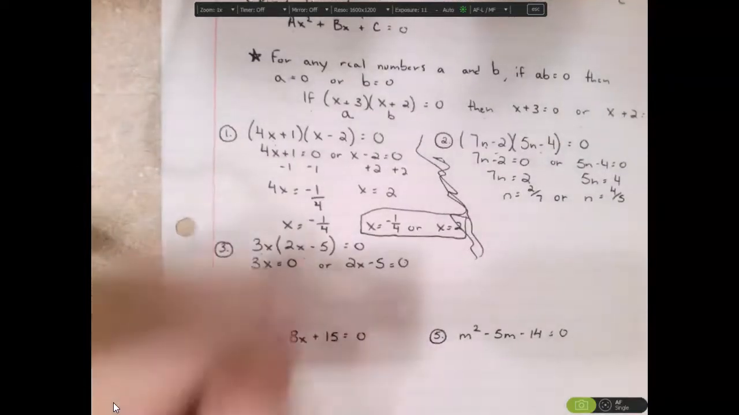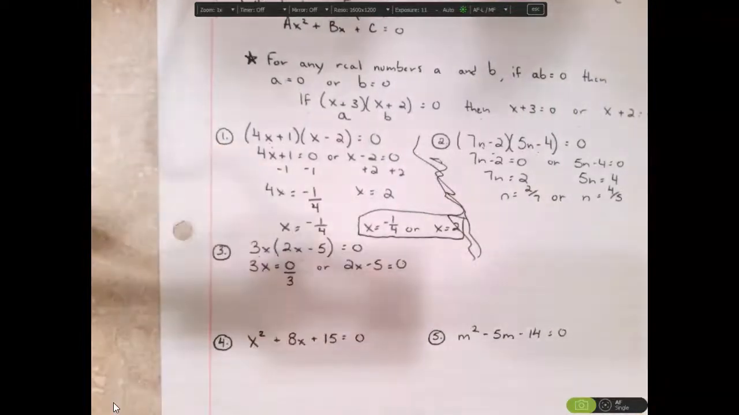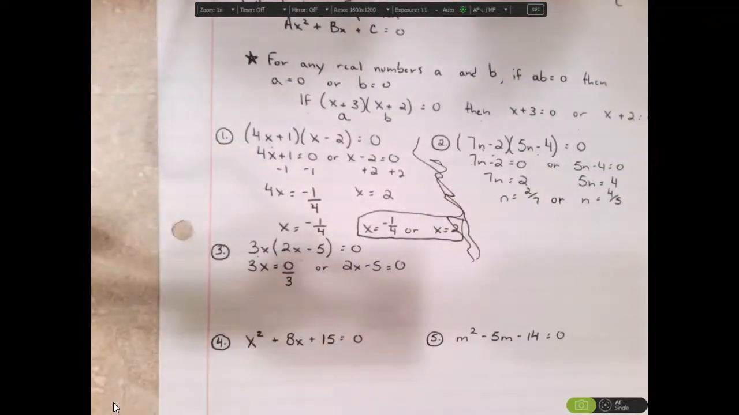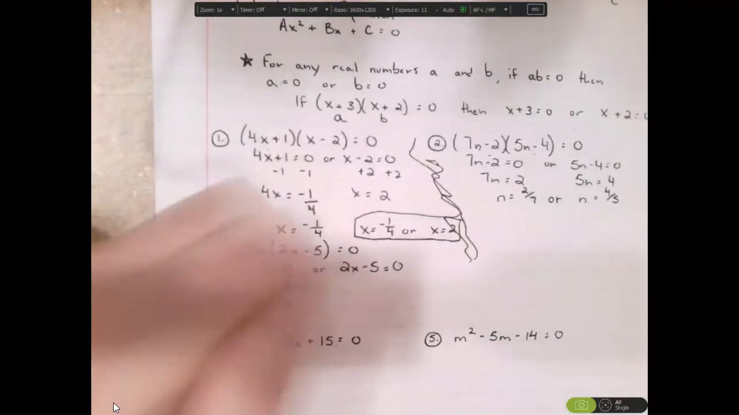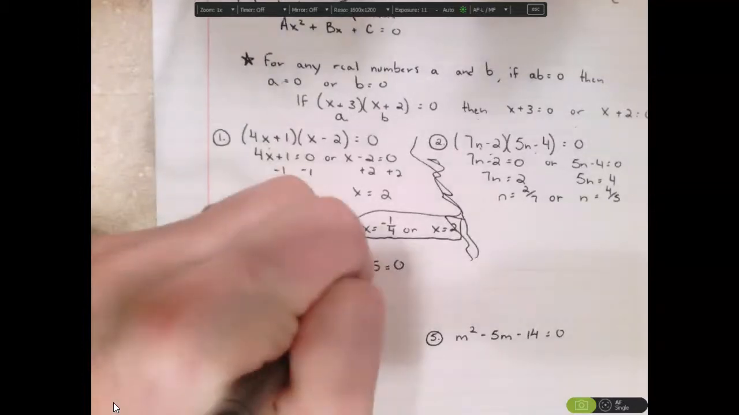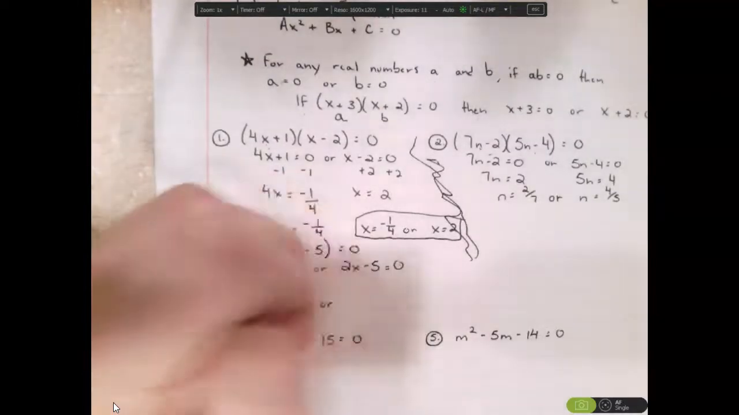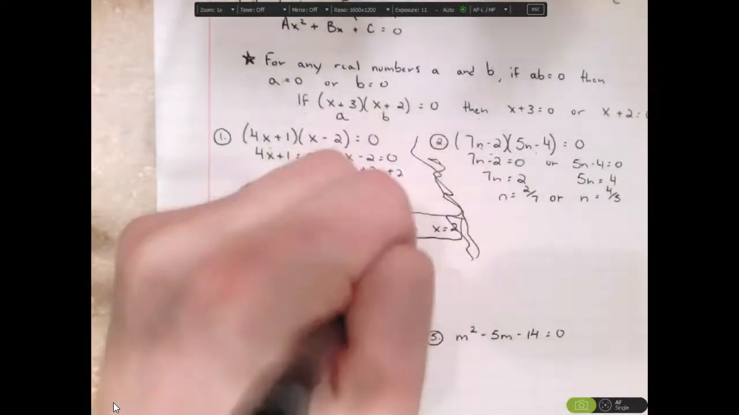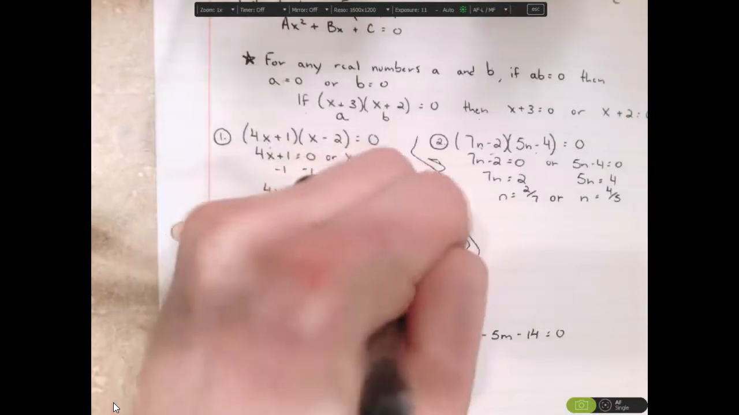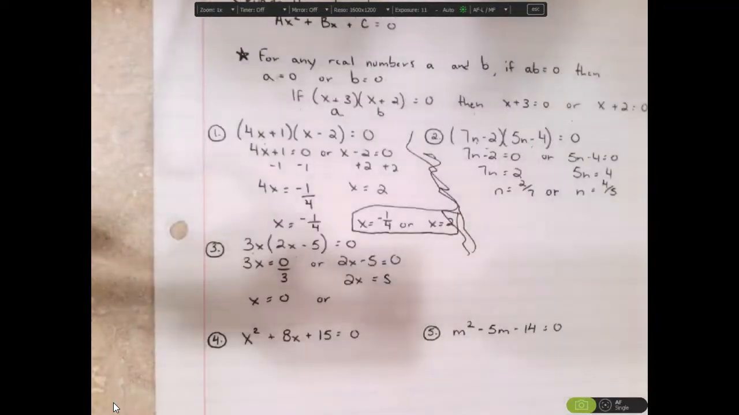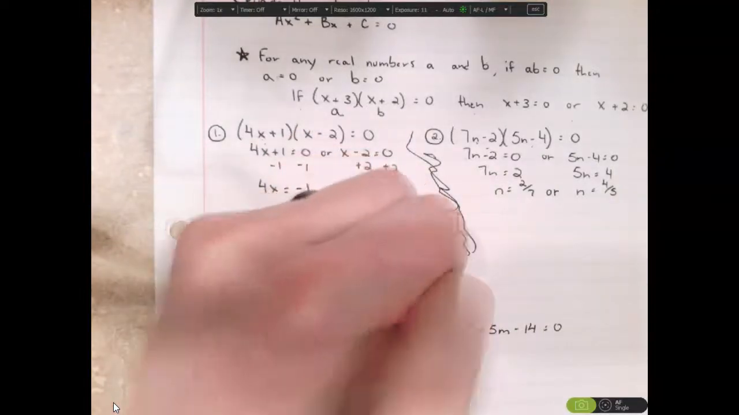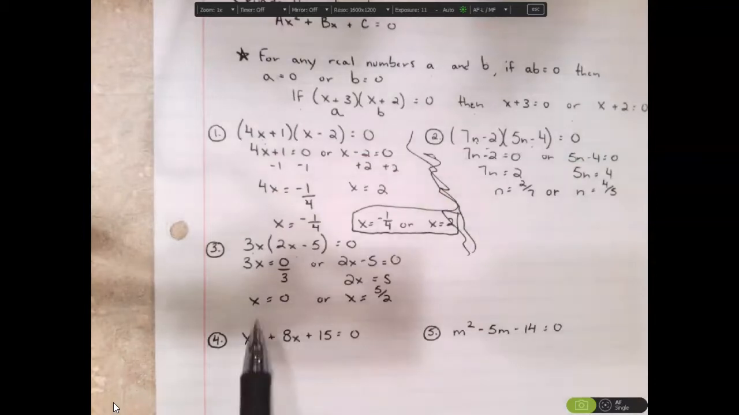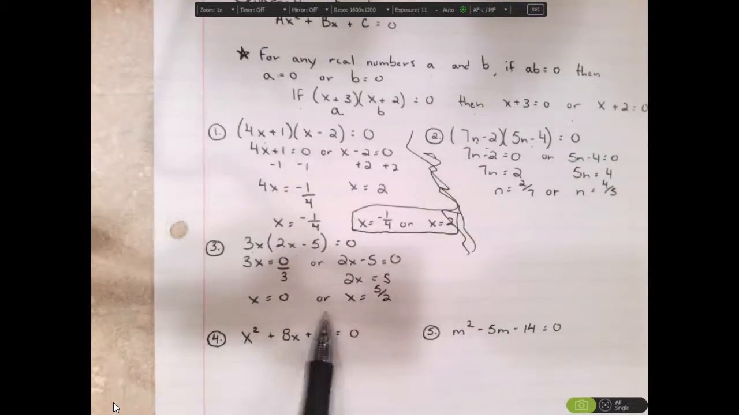I go through and solve each one. On the left, I'm going to divide by 3. So anytime that we do a 0 divided by a 3, that's a 0. So x is going to be equal to 0. Or, on the other side, I add 5. 2x is equal to 5. I then divide by 2. X equals 5/2. So my answer here is going to be x equals 0 or x equals 5/2.